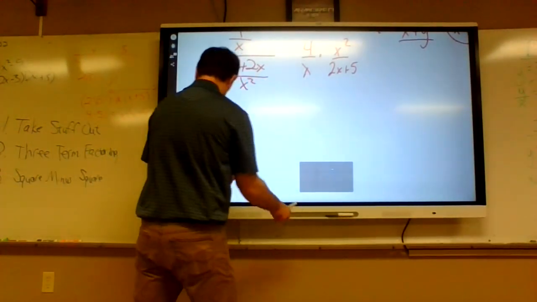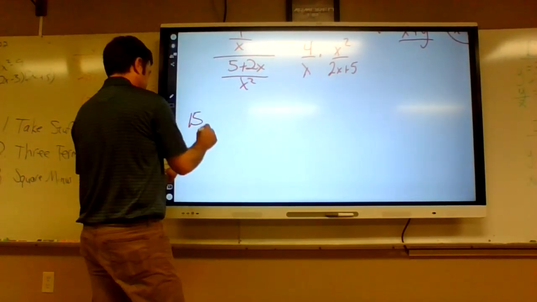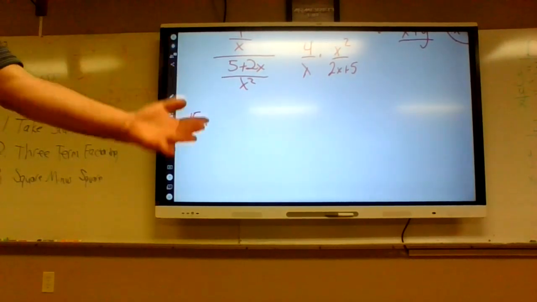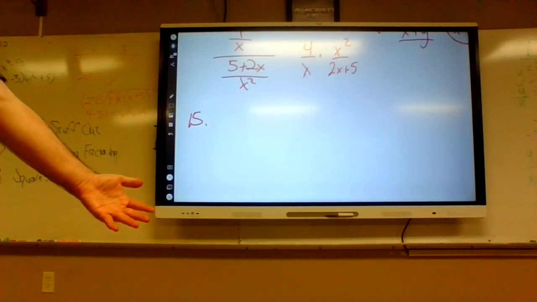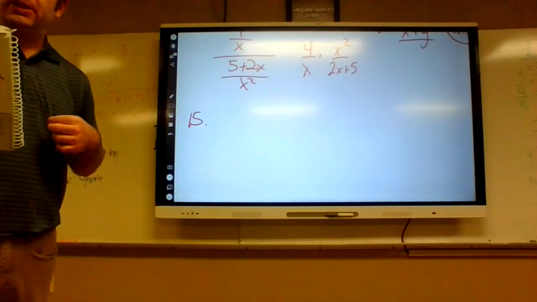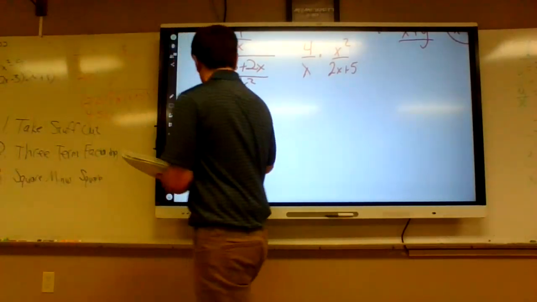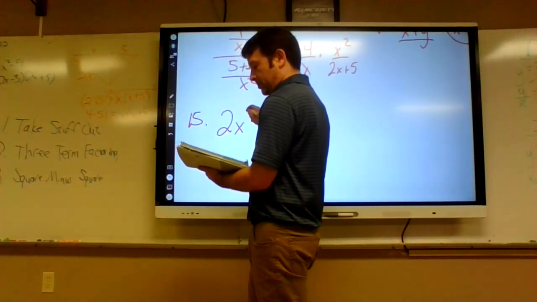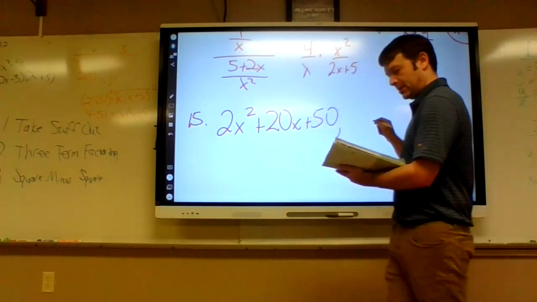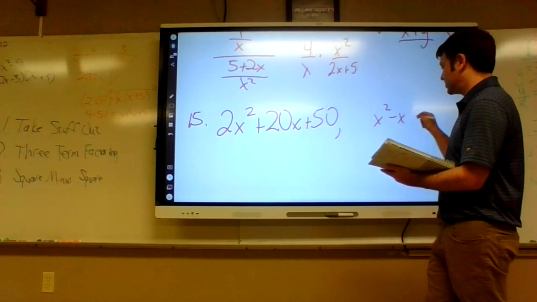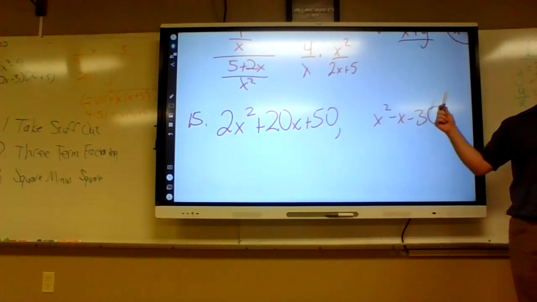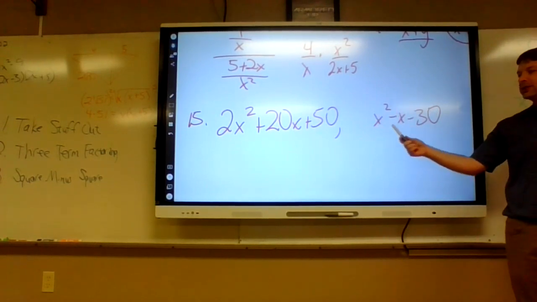All right, number 15. 15 is kind of the transition point. They're starting to transition to the plus and minus problems. Adding, subtracting. How do we find the least common multiple? This is where it got painful last Monday. Between 2x squared plus 20x plus 50 and x squared minus x minus 30. If I see something like this, I should probably immediately think what?